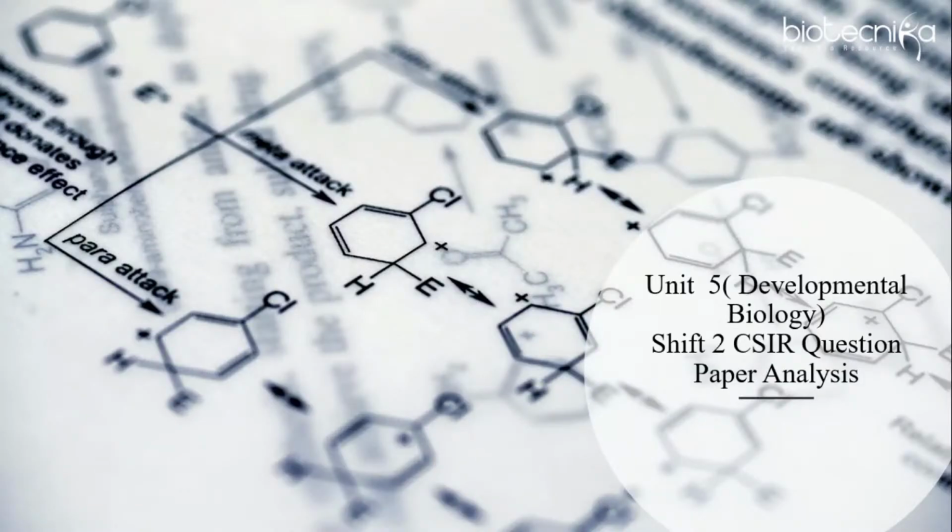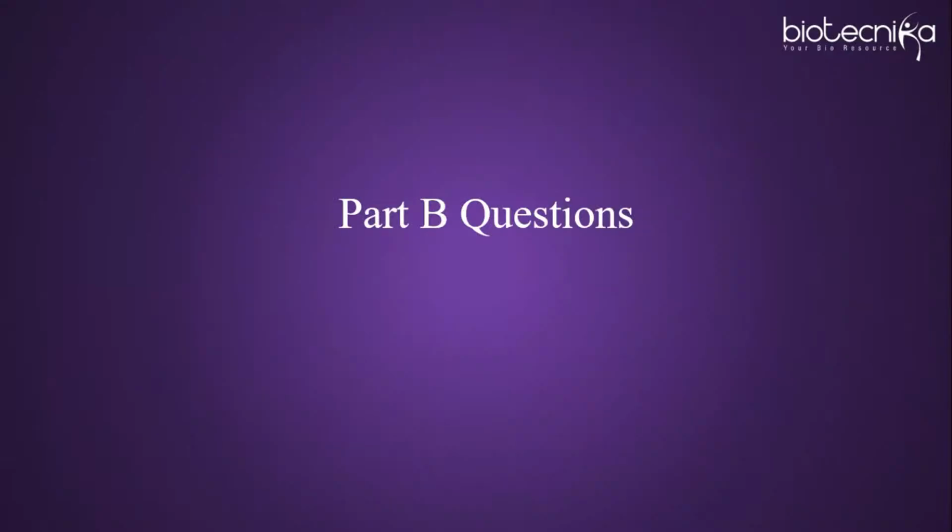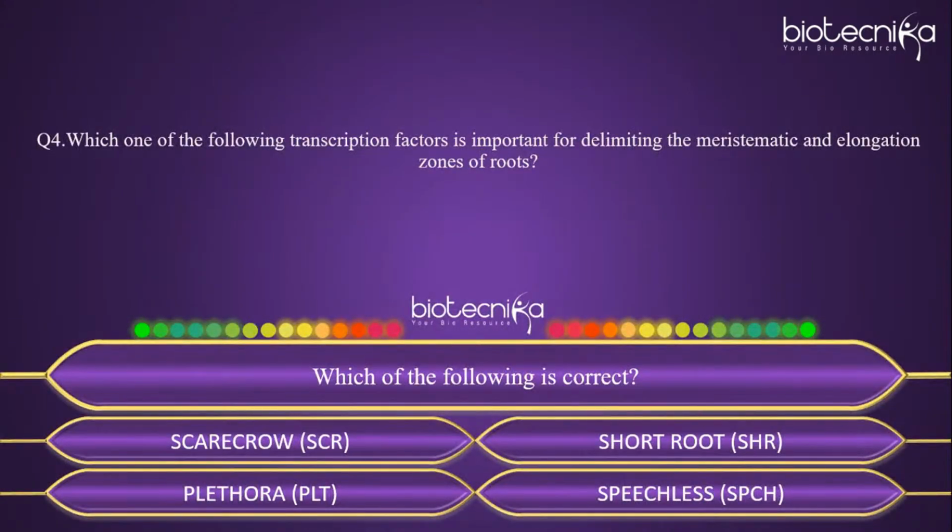So next is Unit 5, shifting to the CSIR question paper analysis of questions that came from Plant Developmental Biology. I guess here only a part B question was there from Plant Dev Bio, because the weightage is more for Animal Dev Bio than Plant Dev Bio. If 8 or 10 questions come from the entire Unit 5, then from part B we can expect at least 3 from animal and 2 from plant, or 4 from animal and 1 from plant. This is the normal ratio for plant developmental biology.